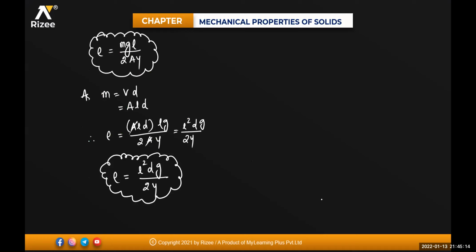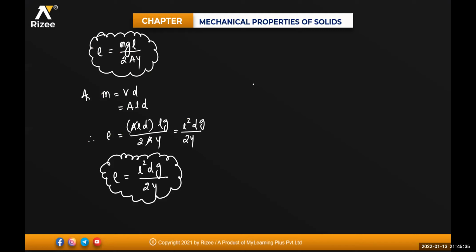In that case, you need to directly remember the formula, because if you sit in your examination hall and go through the derivation, you will be literally wasting your time. So I personally request that you try to remember the basic heading of this one and the formula directly. Elongation due to its own weight is E is equal to L square D into g divided by 2Y.